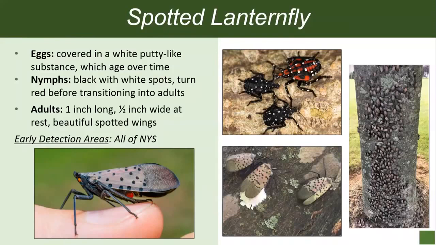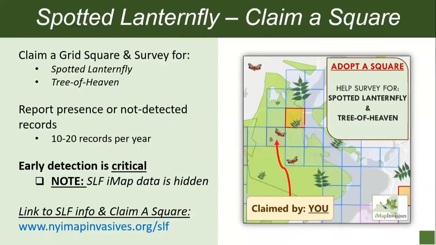And really, most of New York State is considered an early detection area, with the exception of Staten Island and Manhattan. And since spotted lanternfly is such a high priority species with large impacts, we partnered with state agencies, including the Department of Agriculture and Markets, to create a volunteer program where people across the state claim a grid square to survey for spotted lanternfly and its preferred host plant, tree of heaven, which is another invasive species.